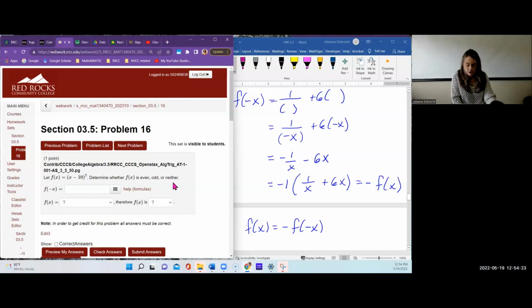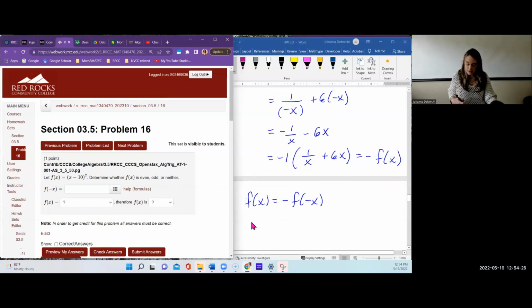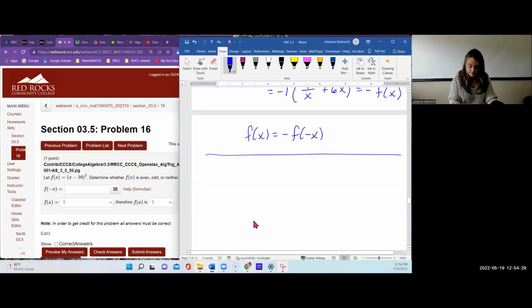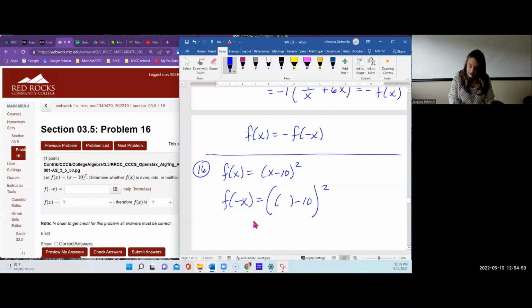Let's take a look at the next problem. In the next problem, we have x minus 10 quantity squared. We have f of x equal to x minus 10 quantity squared. When we're looking at this and we're trying to determine if it's even, odd, or neither, we replace the variable x with empty parentheses, and we substitute negative x in its place. I'm going to have big parentheses for the square and little parentheses replacing the variable x. Then I substitute negative x into the inside.